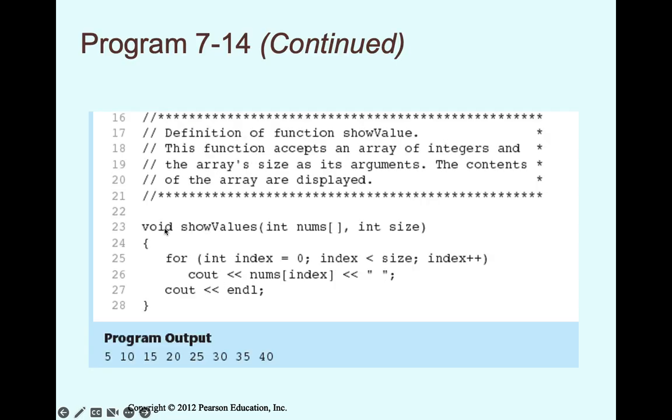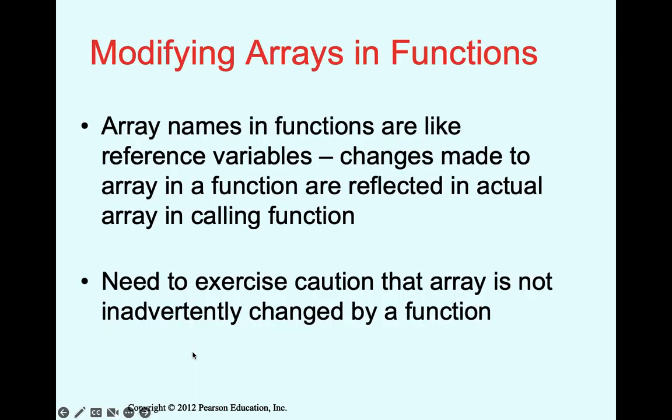Let's see the function showValues. It takes the array and size, and it makes a loop over the array and prints all the values. So this is the output of the program. Can the function modify the array's values? So is it passed by reference or passed by value? Actually, it's passed by reference.